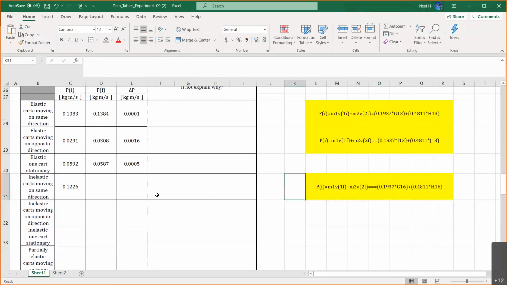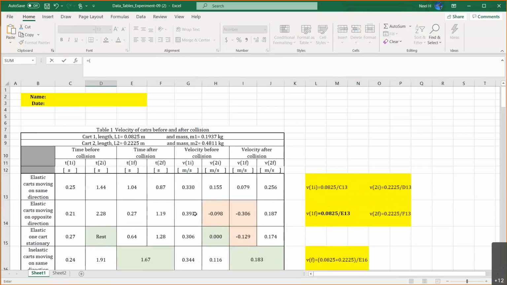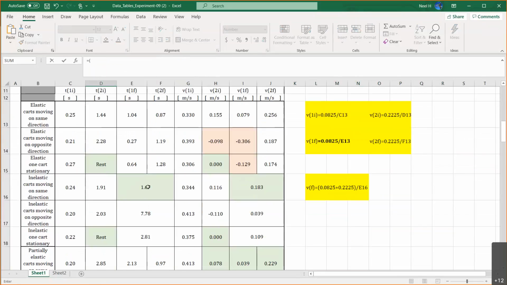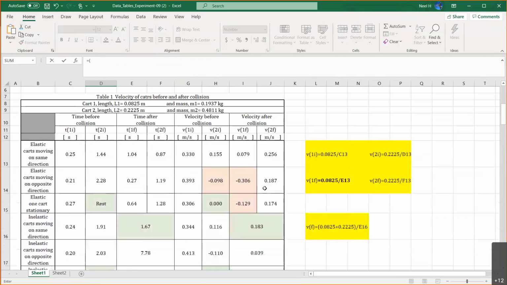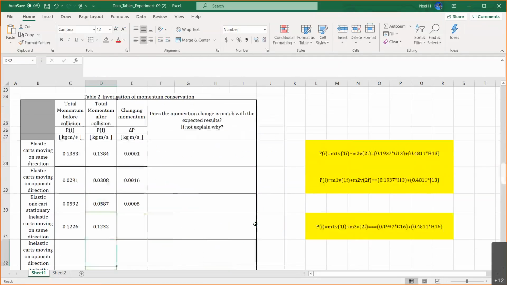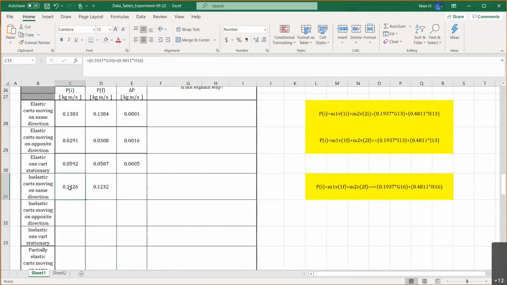All right. So let's see momentum final for that case. Equal sign, parentheses. Now after the collision for this case, the objects are combining together, right? Because of that, I have to add the mass together. Mass of the object number 1, 0.1937 plus mass of the object 2, 0.4811, close brackets, multiplied by the velocity, which is single, right? Single velocity for both. So that is cell value now I16. Hit enter. You can see still very close by, only the third decimal place is the difference.